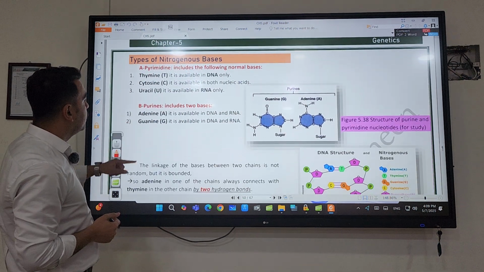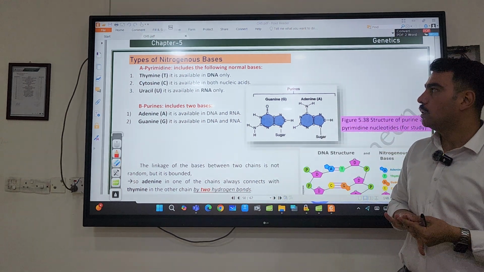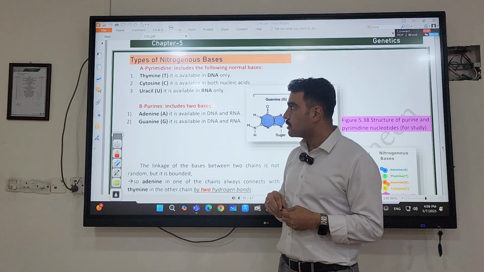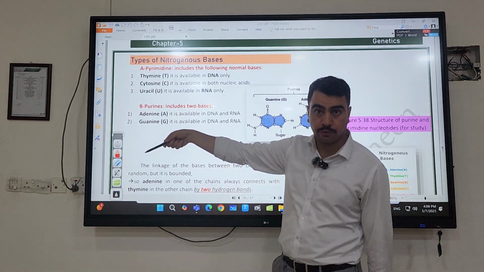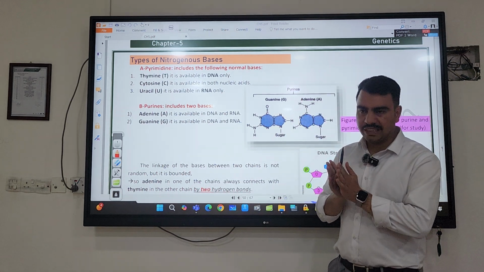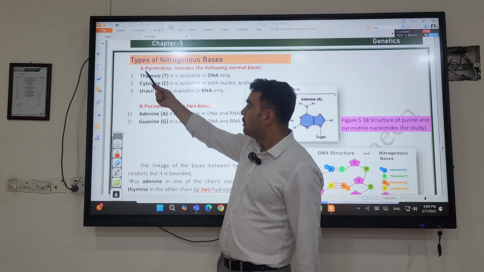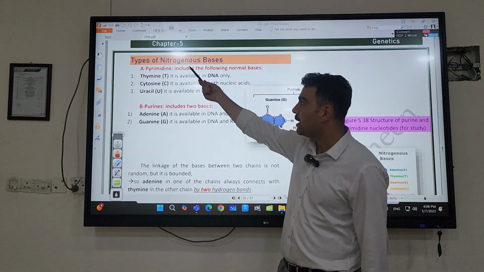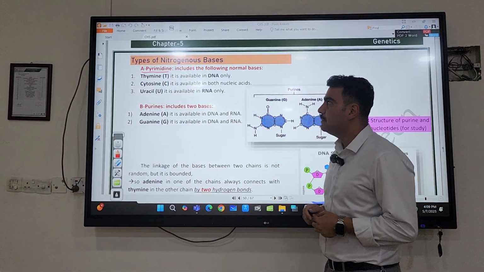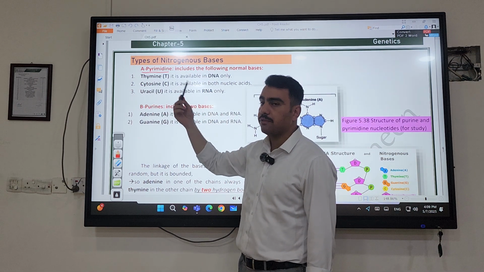Okay. Normally, we have 5 types of nitrogen bases, as we have here. Please pay attention. What do we have? We said we have 4, of course, but in each of the genetic materials, DNA and RNA, there is a difference. You should know that. First of all, we can divide them into 2 groups. Group 1, we call it pyrimidine, which includes all the following bases.